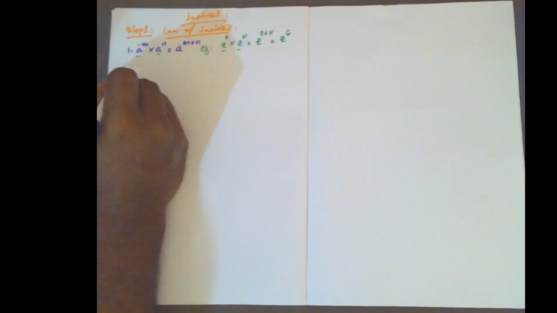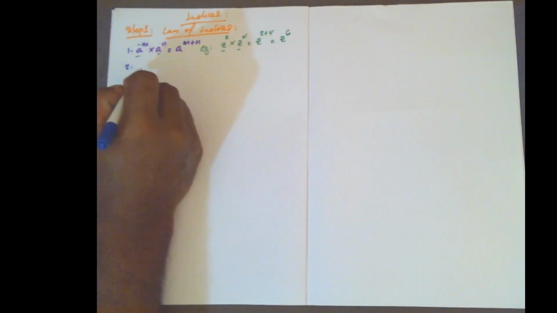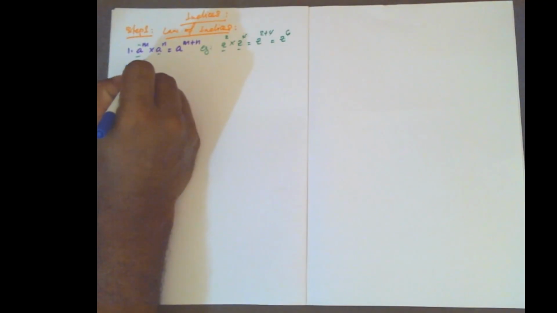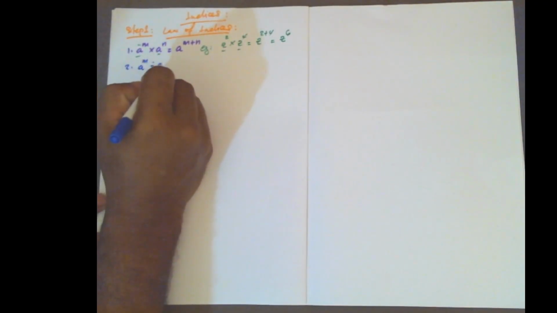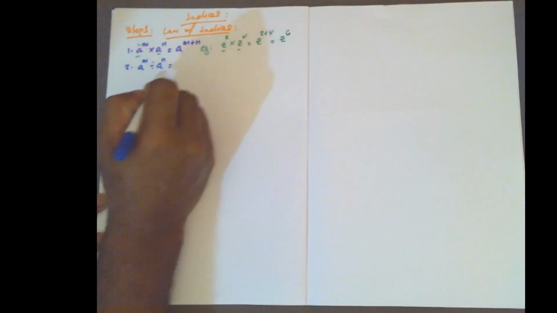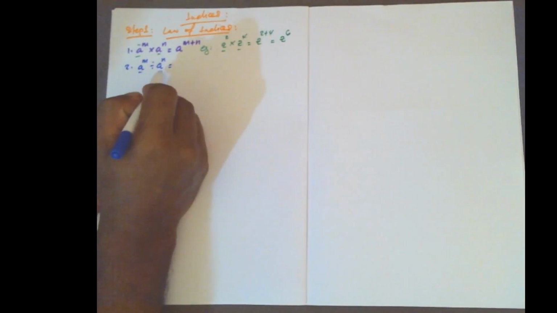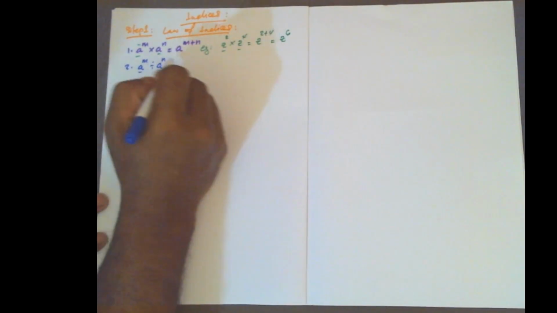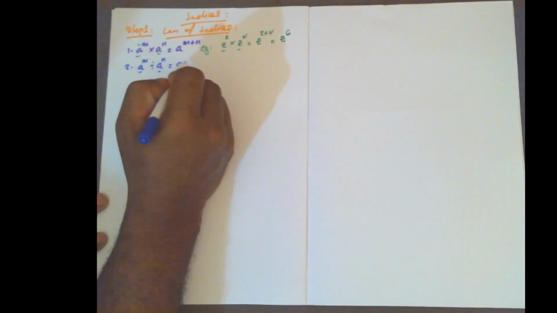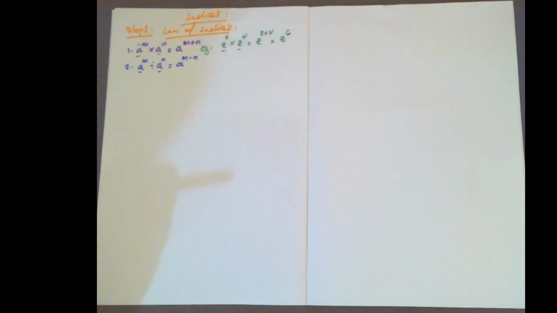Second law, we can say that a to the power of m divided by a to the power of n. Since they have the same base, according to the law, we minus the power. This is a to the power of m minus n. Let's look at some examples.